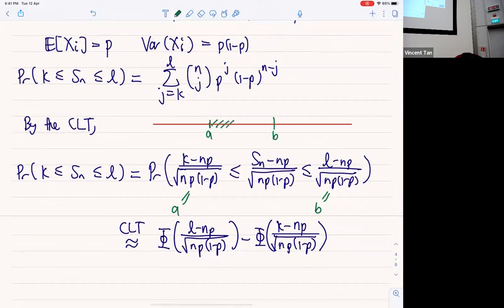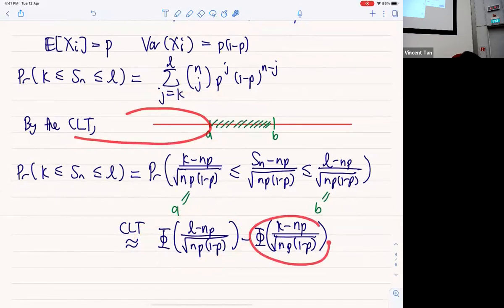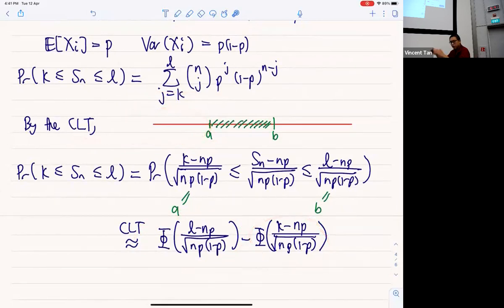We are interested in the probability of this part here. The probability of this part is the probability of everything all the way to the left up to B, that is, the probability of less than B, and then you subtract the part up to A. We have done this many times in this class, and in some homework. You are interested in the probability of a certain interval, so you take everything to the left of B and everything to the left of A, and you subtract them. So this is one way that you can estimate this, and it's pretty good.